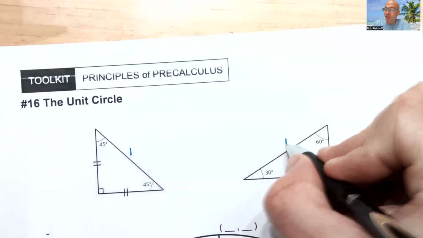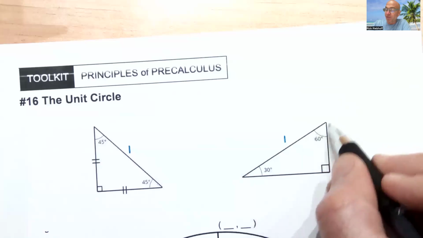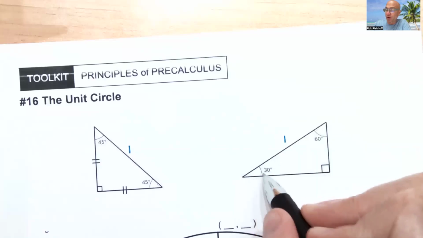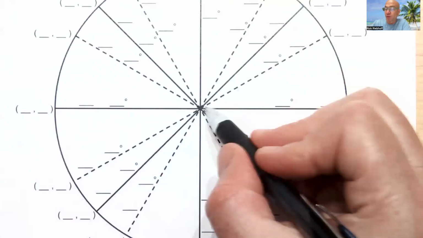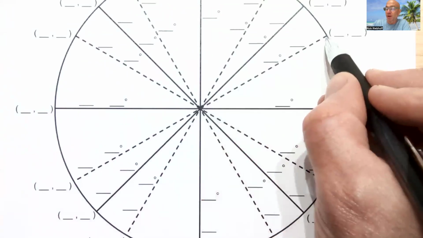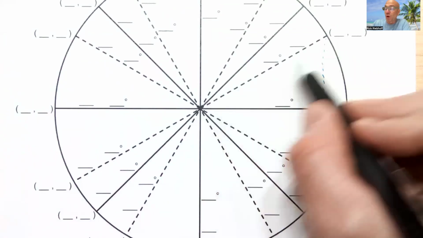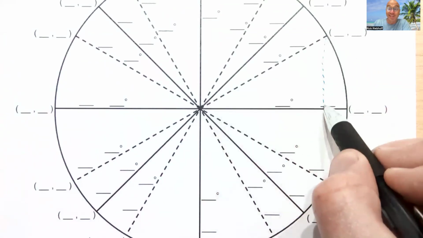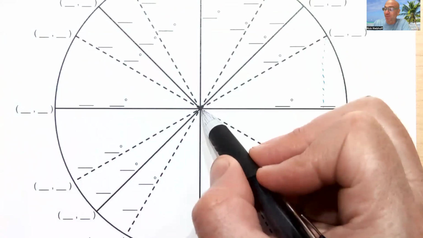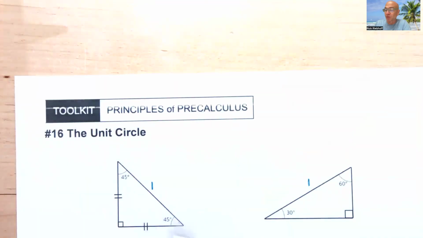Same thing for the 30, 60, 90 special triangle. I want to eventually have this being 1. So let's go to a 30-degree angle here, which would be this one. If we made a triangle from this and came down this way, this would be 1, and this would be something less than 1, and this would be something less than 1. Okay, so we want to convert our special triangles so that they have a hypotenuse of 1.